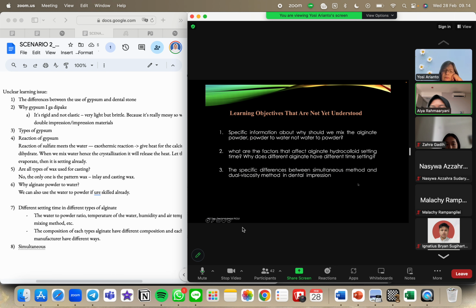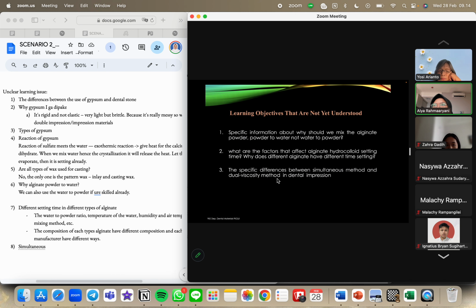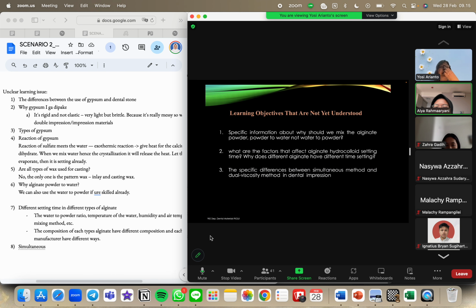I actually asked the question, Prof, but I don't get the simultaneous method and dual viscosity method. Because it's written in the Sakaguchi book as having the same meaning, I would like to ask the specific differences between both methods. So what do you think it means? Can you just guess maybe?